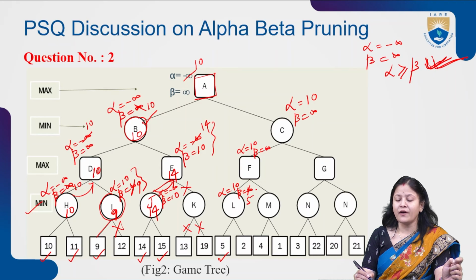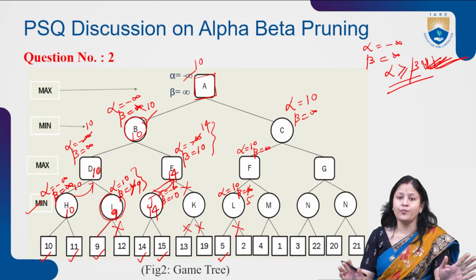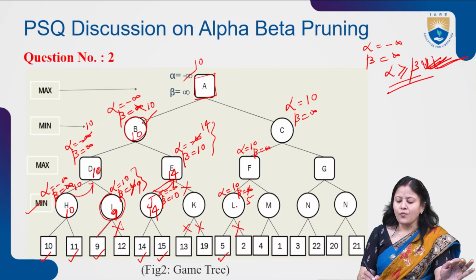Now after changing to 5, you can observe alpha is 10, beta is 5. This condition, alpha is greater than or equal to beta, holds. So no need to explore the right child of L. We have to prune it. Now what would be the node value of L here? Only one child is explored for L, so the same node value will be passed to the node L. Now we have to backtrack to the node F.